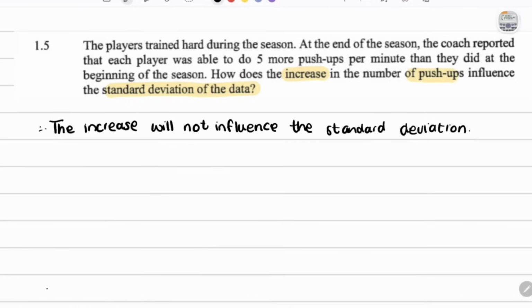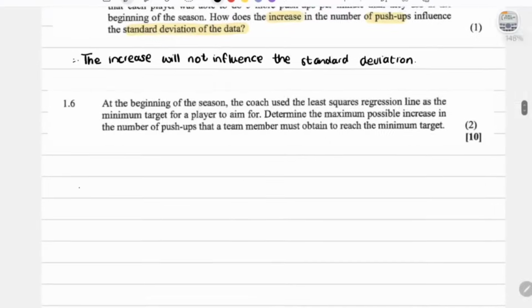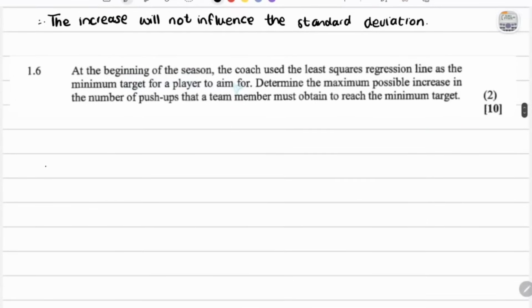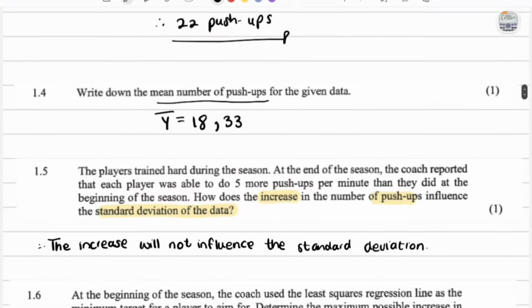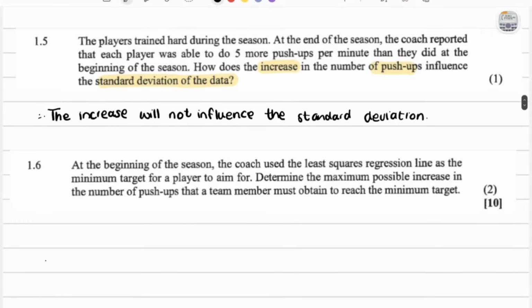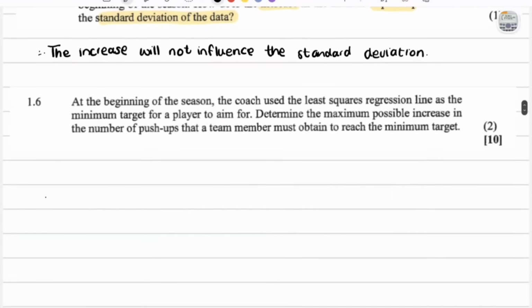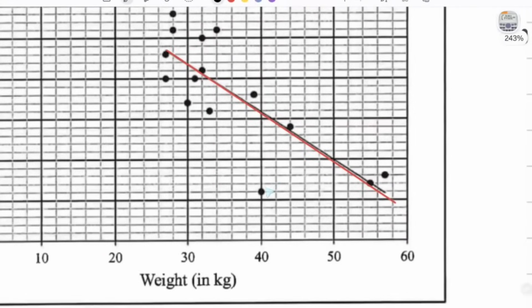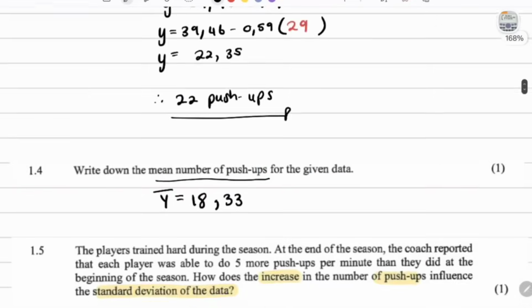Moving on to the next question, 1.6. Okay, the next question, really the last question for question 1 says, at the beginning of the season, the coach used the least squares regression line as the minimum target for a player to aim for. We already know that. They told us that initially. They already told us that this coach has decided to use that least squares regression line as the minimum target. So depending on what each learner weighs, they should reach a specific amount of push-ups. Okay, so we already know that.